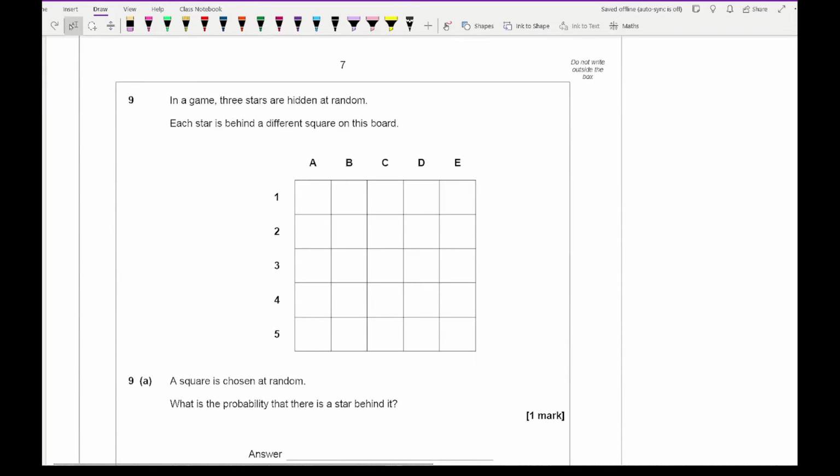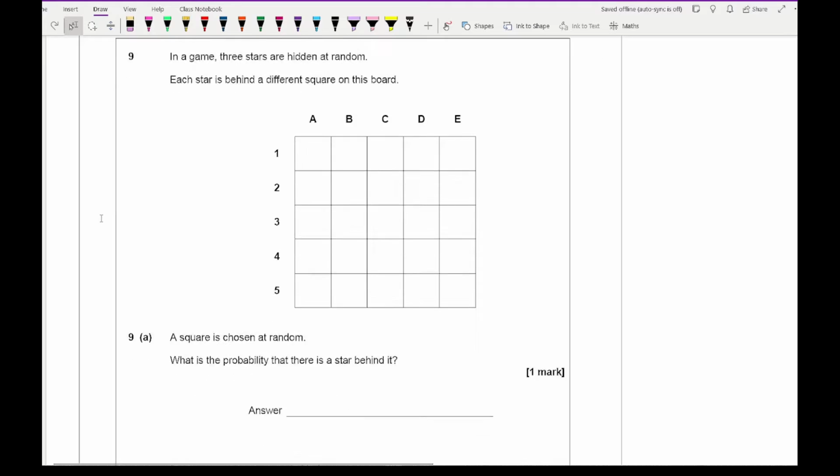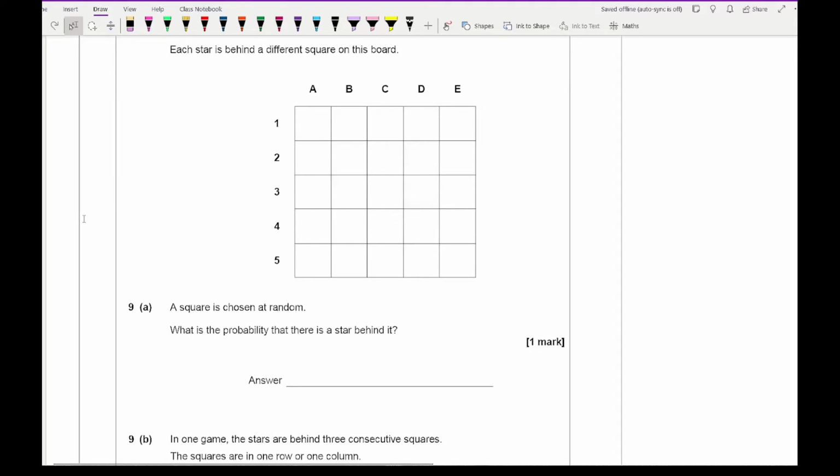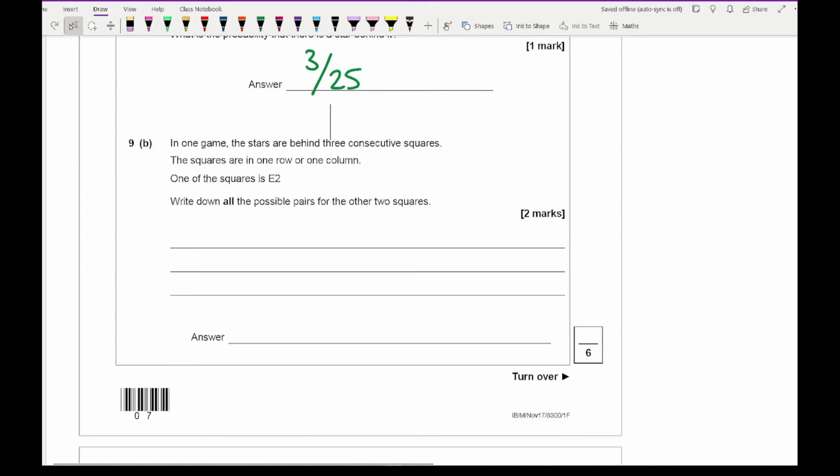Then in question 9, it says, in a game, 3 stars are hidden at random. Each star is behind a different square on the board. A square is chosen at random. What is the probability that there is a star behind it? So here, how many stars have we got? Well, we've got 3. And how many squares have we got to choose from? Well, we've got 25. So the answer then is 3 over 25.